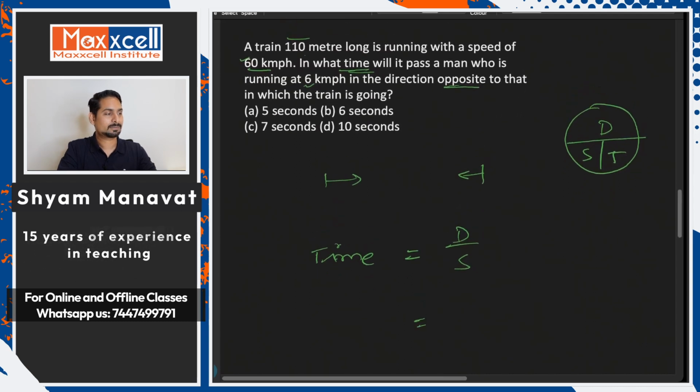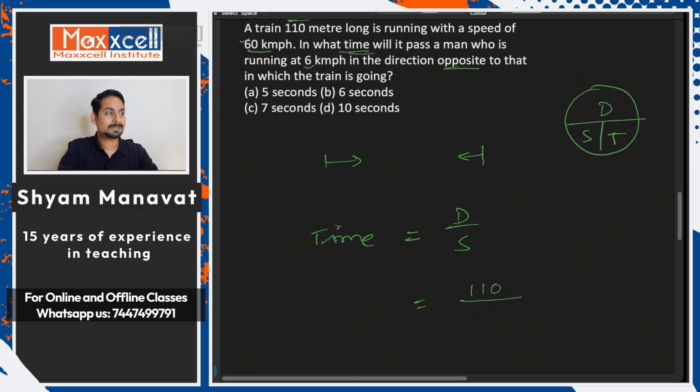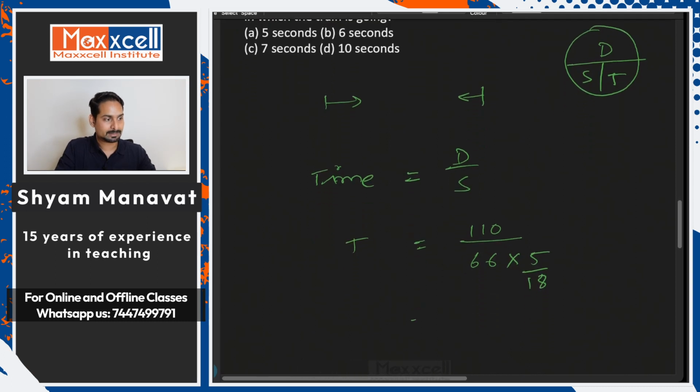Now the distance the train has to cover is the length of itself, because the question does not mention any other length or any other distance. So distance is 110 meters. Speed is 60 kilometers and 6 kilometers in the opposite direction, so add both of them. This will become 66. But this 66 is kilometers per hour, so to make it meters per second, we multiply this speed by 5 by 18. See, I'm reducing the steps now. I'm not writing extra steps.